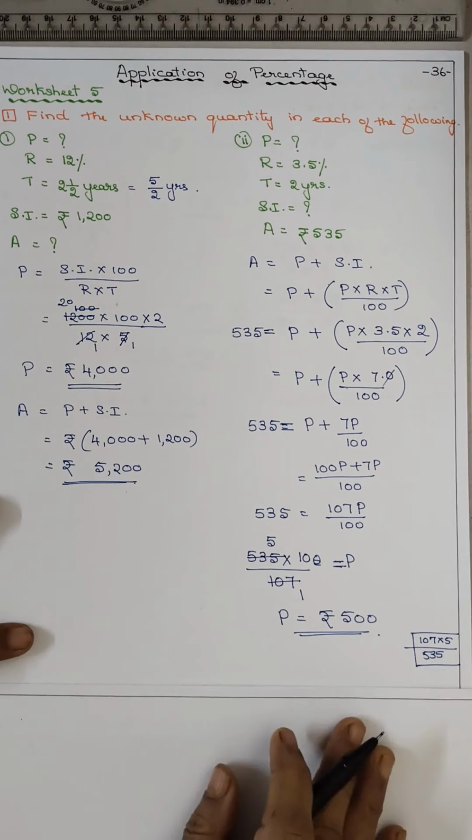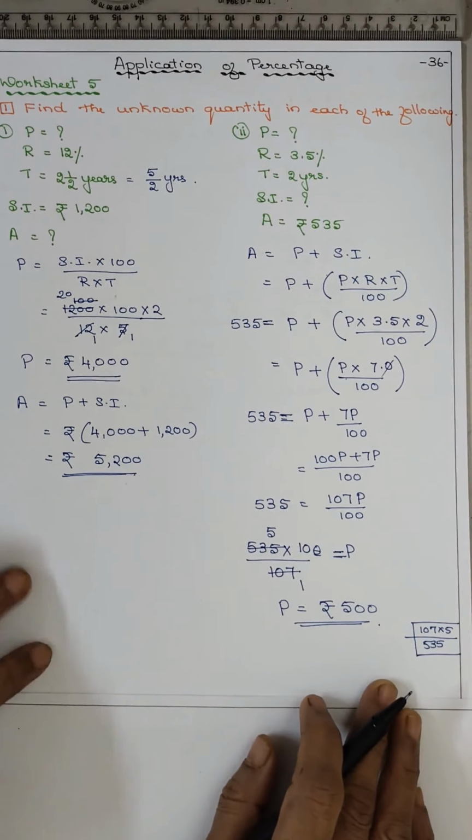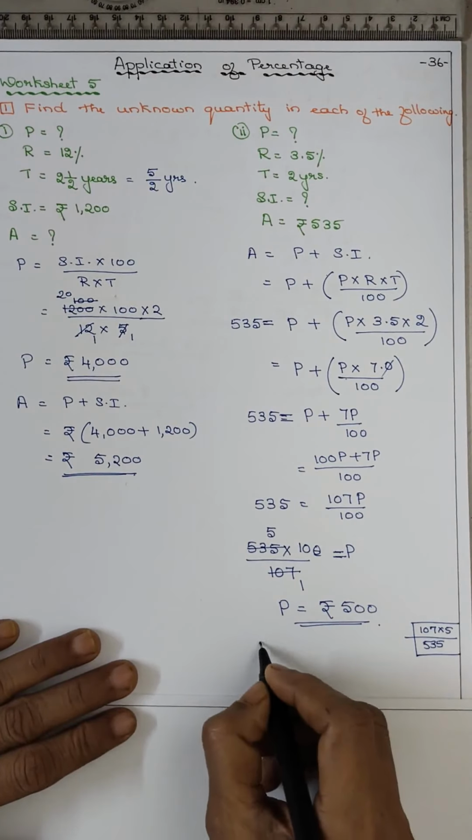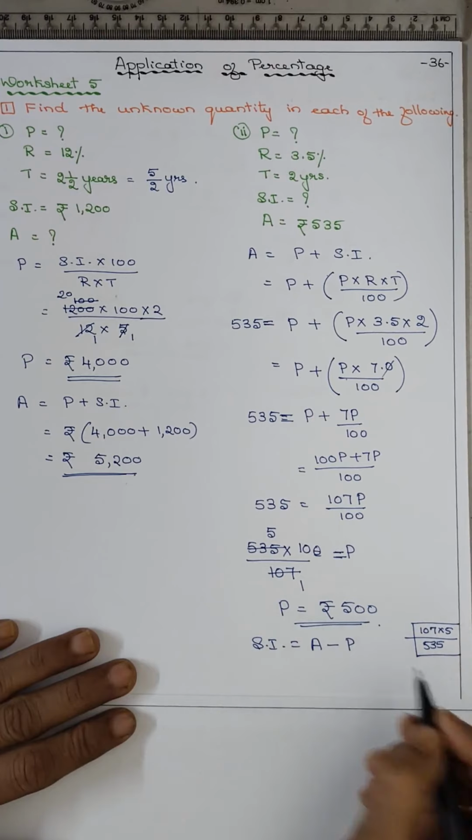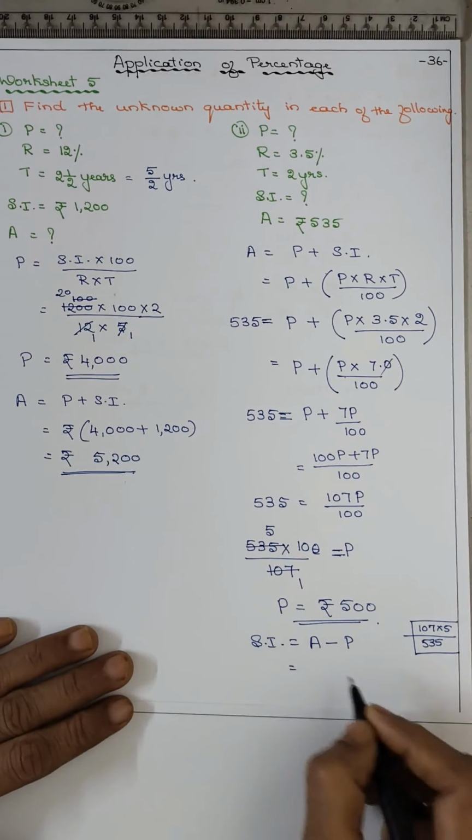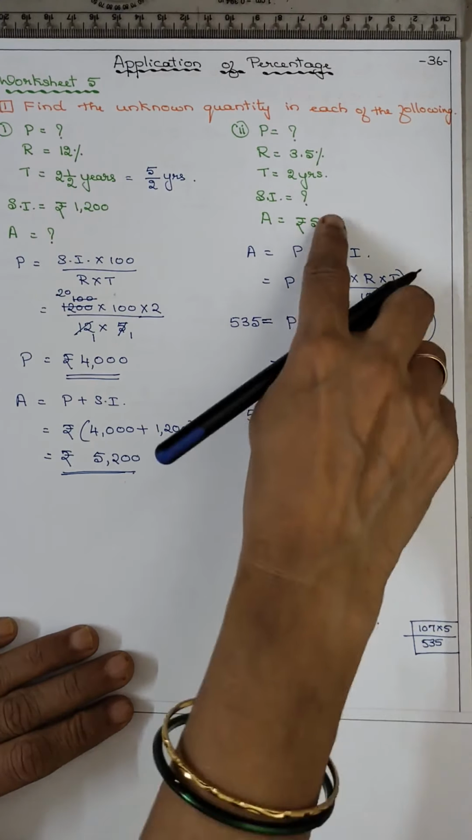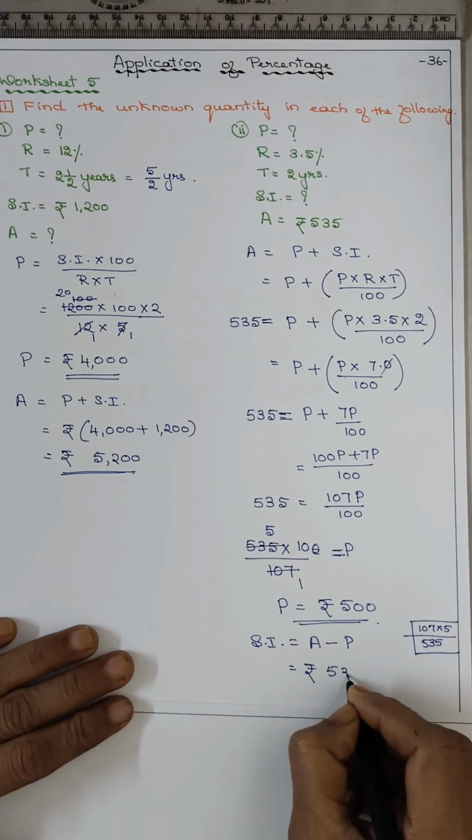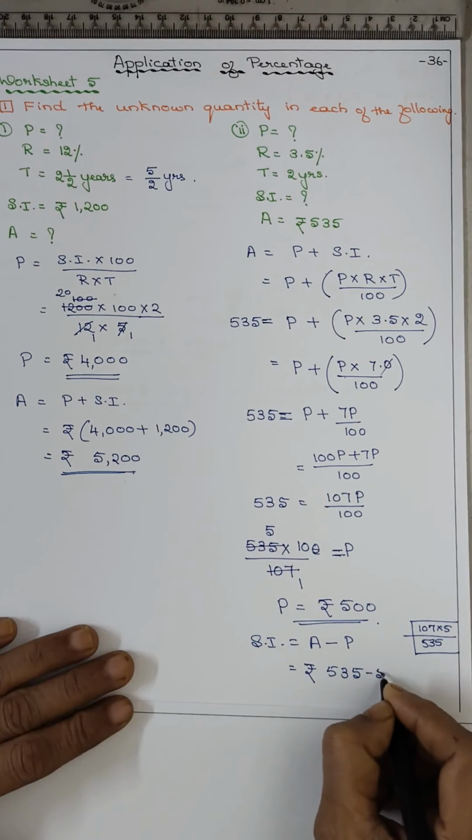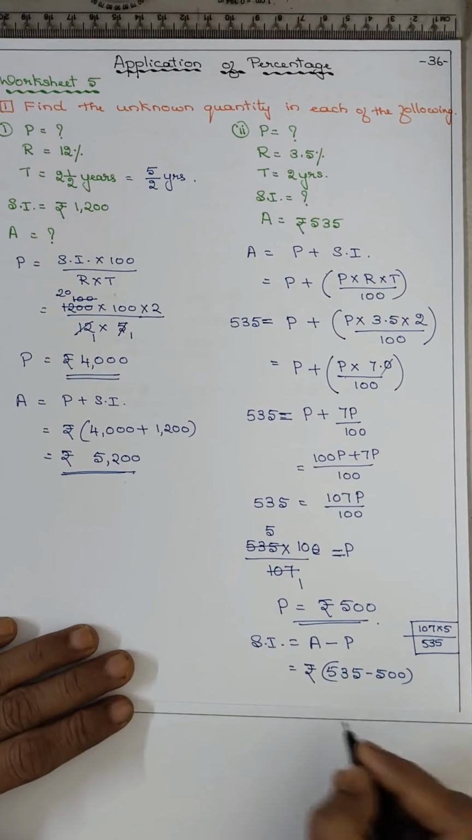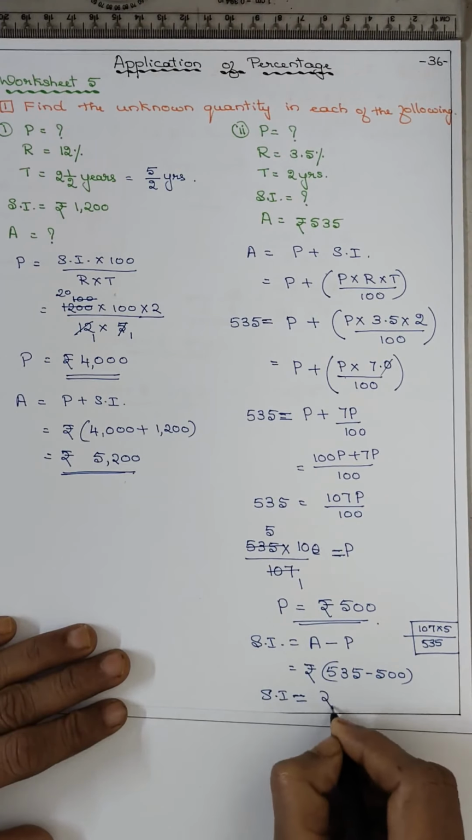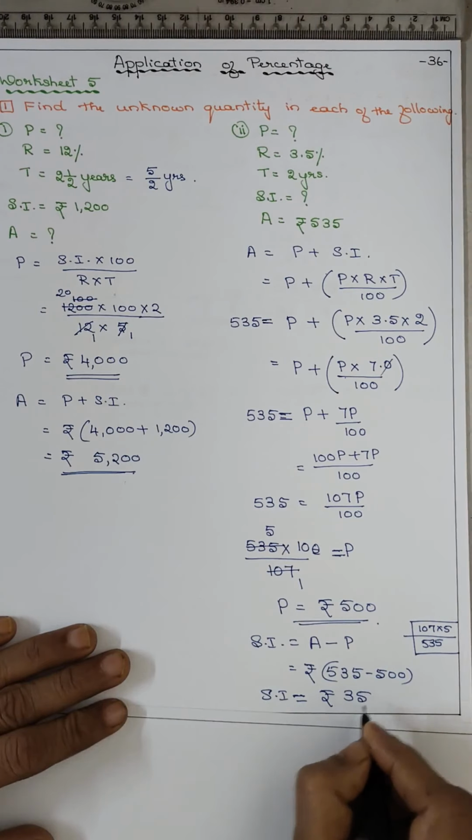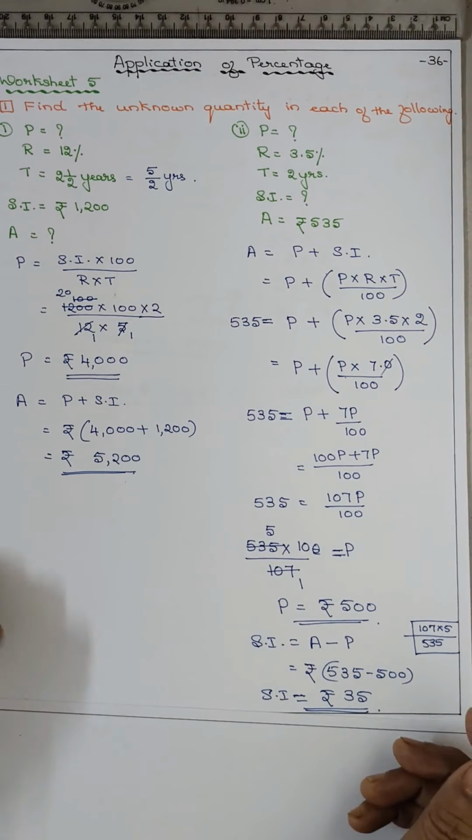Now they have asked SI. What is the formula for SI? SI is equal to amount minus principal. So amount is how much? 535 minus 500. So you got SI is equal to rupees 35. It's a lengthy sum, isn't it?